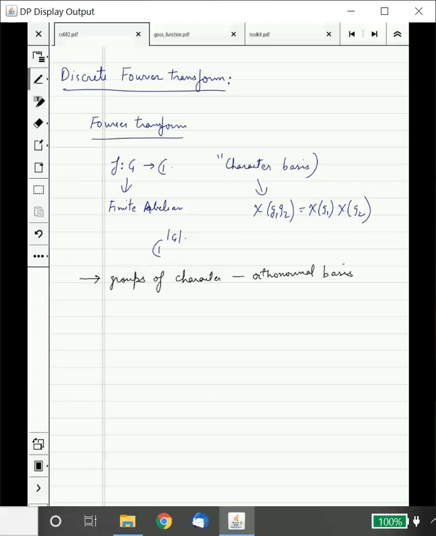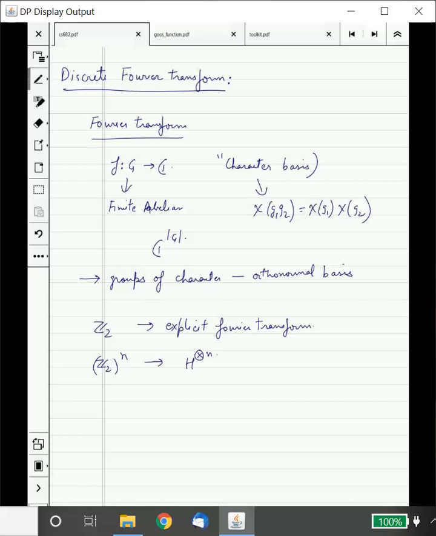Not just that, we looked at the group Z2 and calculated the Fourier transform explicitly. It turned out to be our old friend, the Hadamard matrix. This could be expanded to Z2 to the power n, and the Fourier transform will become H to the power n. We take it to the next step today.